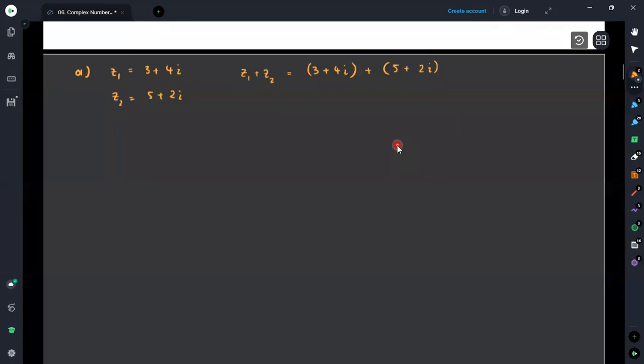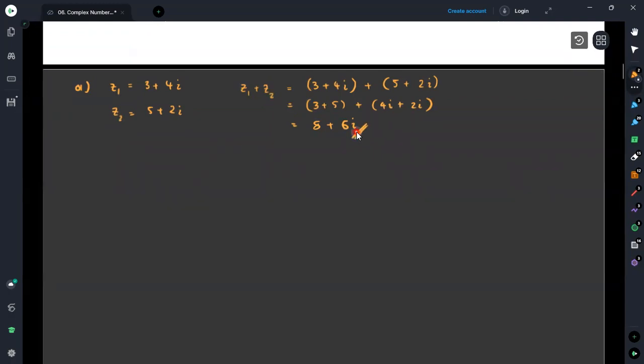Then we can add the real parts separately, 3 and 5 added together, and then we add the imaginary parts separately. Here we get 4i plus 2i. Altogether we get the answer as 3 plus 5, which is 8, plus 6 times i. Therefore, the addition of these two complex numbers gives the value 8 plus 6 times i.